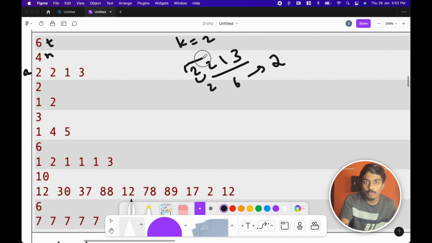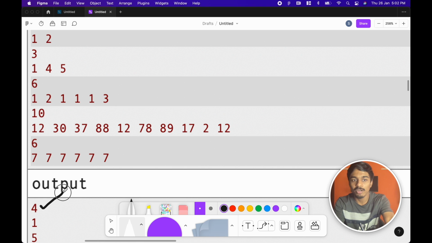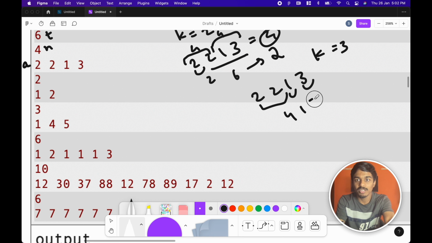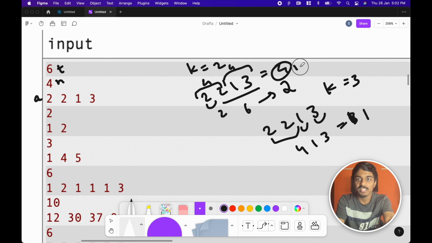Okay, maybe we can try some more things. Maybe we can split here: 2 plus 2 is 4, 1 plus 3 is also 4, so 4 and 4. What is the GCD? It is 4. Ideally we have already reached it, but let's take one more example with 2, 2, 1, 3 and take k as 3. Splitting into three parts gives 4, 1, 3, and the GCD is 1. So we got the highest value, that is 4.